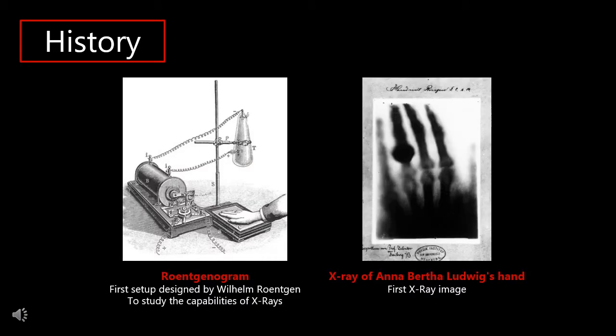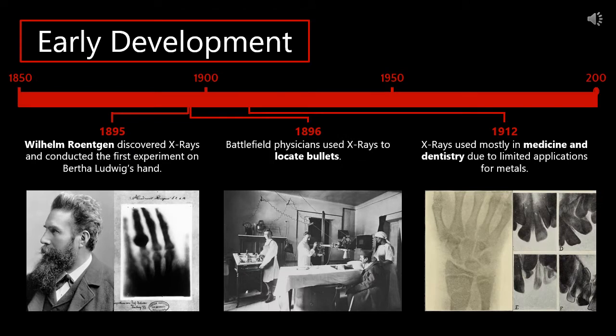Röntgen developed a setup called the Röntgenogram to study this unknown ray, therefore it is called X-ray. His first experiment was a film of the hand of his wife, Anna Bertha Ludwig. From 1895, when Röntgen discovered the X-ray, it was then used by battlefield physicians to locate bullets in 1896. And so, in 1912, X-rays were mostly used in medicine and dentistry.